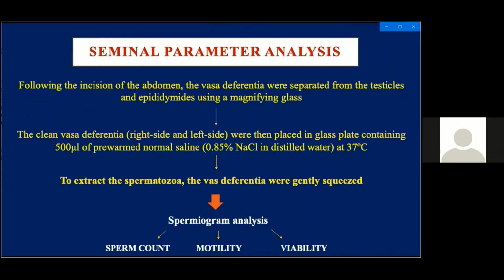The next experiment was to find out the seminal parameters. Following the incision of the abdomen, the vasa deferentia were separated from the testicles and epididymites using a magnifying glass. The clean vasa deferentia, both from the right side and left side, were then placed in a glass plate containing 500 microliter of pre-warmed normal saline at 37 degrees centigrade. To extract the spermatozoa, the vasa deferentia were gently squeezed.